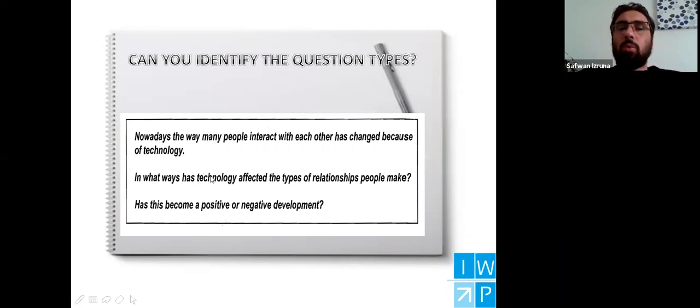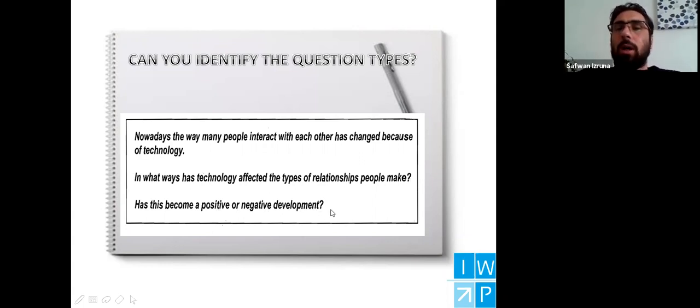So in what ways has technology affected different types of relationships? This is an opinion question. And the second one, has this become a positive or negative development? This is also an opinion question. So when we have two questions, it's called a two-part question, or we call it direct questions.